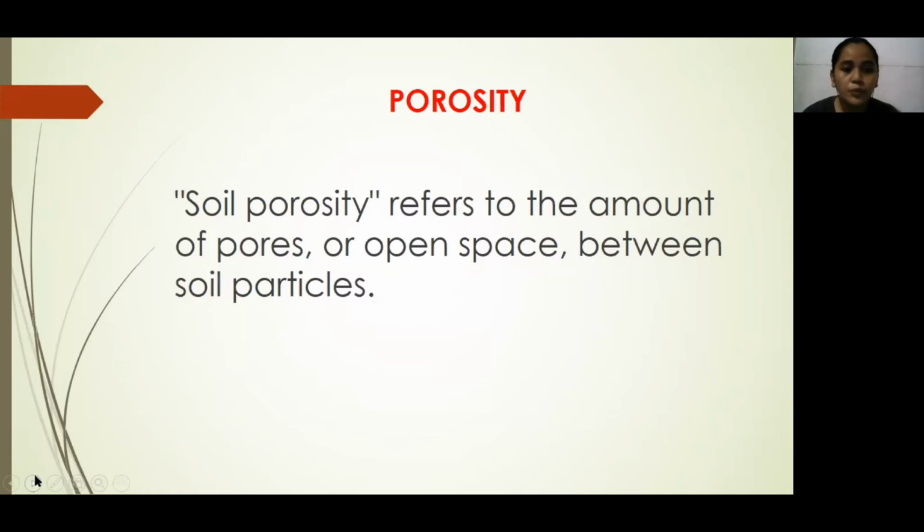So the second property is soil porosity. Soil porosity refers to the amount of pores or open space between soil particles. Pore spaces may be formed due to the movement of roots, worms, and insects, and expanding gases trapped within the spaces by the groundwater. So soil could have porosity, or the pores will be open, because of the living things moving in it.